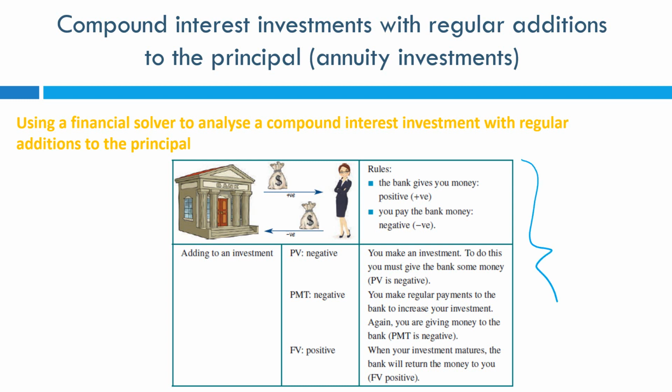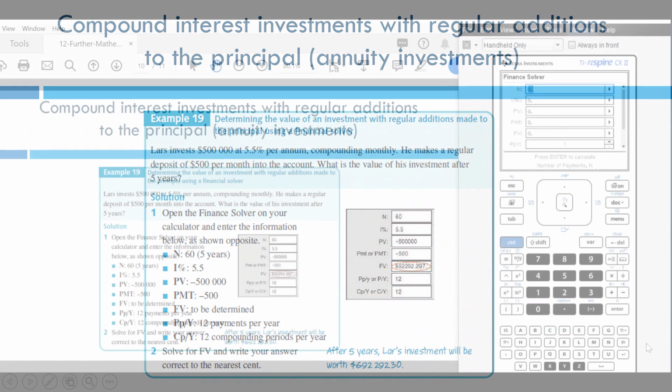This table here is very important to have in your notes. Bank gives you money, it's a positive. You give the bank money, it's a negative. Okay, so make sure you know that. We know that the present value, the payment, and the future value are based on what you have in that table. So let's have a look at a question on the graphics calculator.